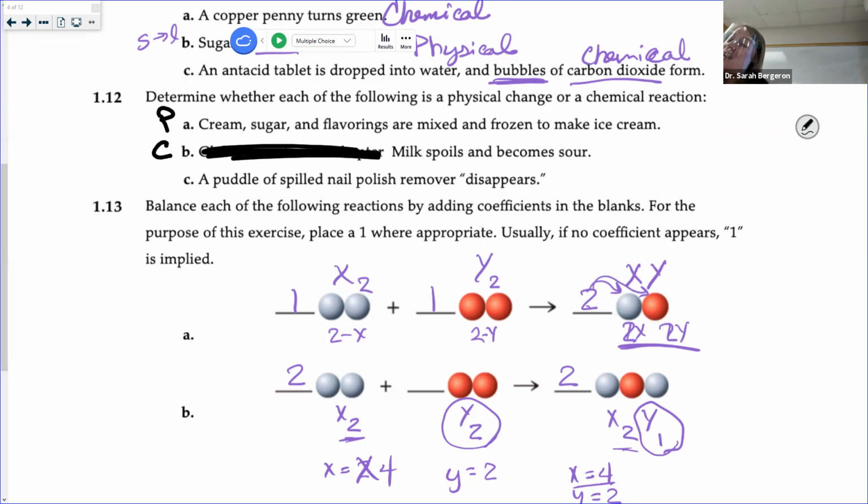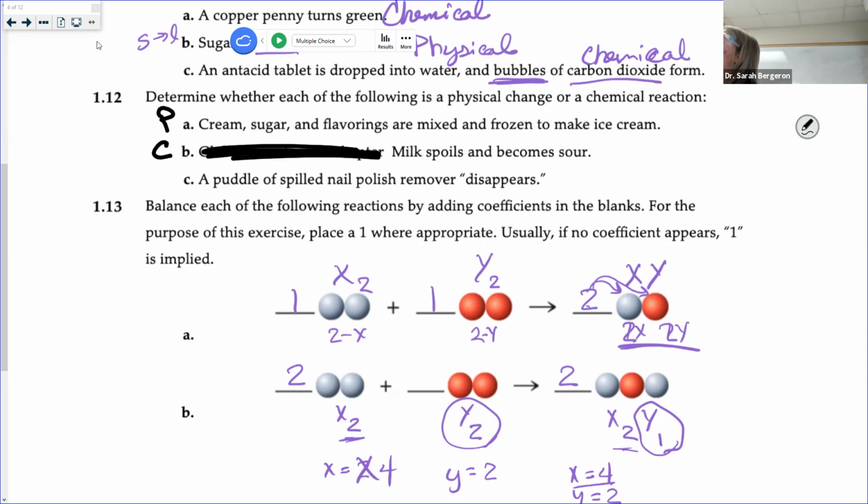That's chemical. That is chemical, right? It smells awful. It tastes even more awful, right? Now, taste can be an indication that you've had a chemical change happen, but are you going to be tasting things in a chemistry lab? Please don't.